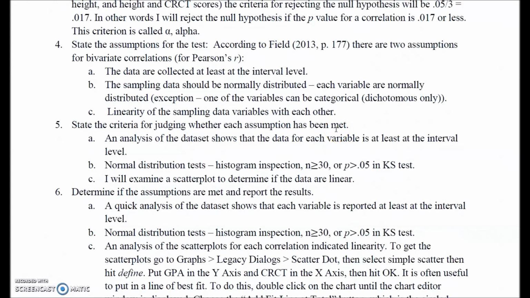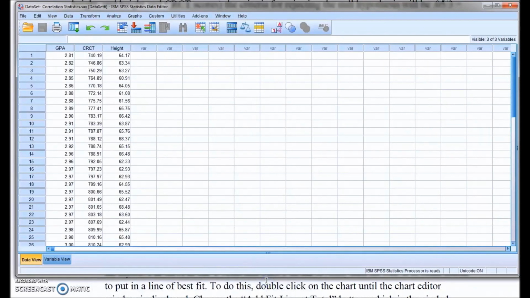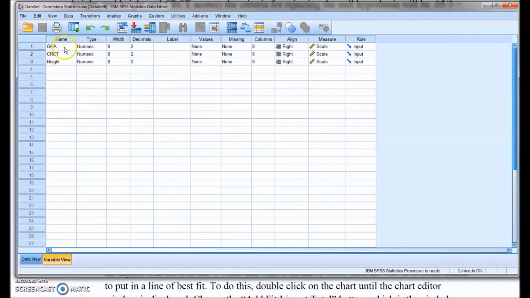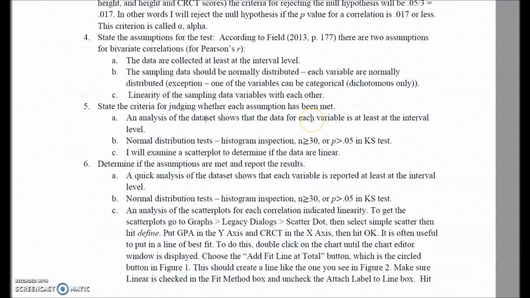So remember how we check: the first assumption, that the data is at the interval level, is satisfied because here is my data set in a spreadsheet, and if you look at it, the GPA, the CRTC scores, and the height are all at the scale level. So yes, that one is satisfied. Now I want to check the normal distribution, where n is greater than or equal to 30. Let's check that.